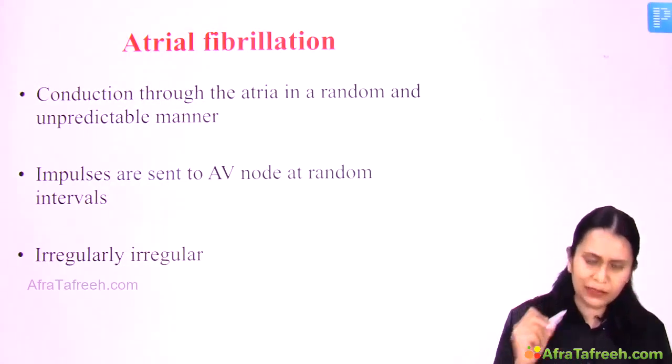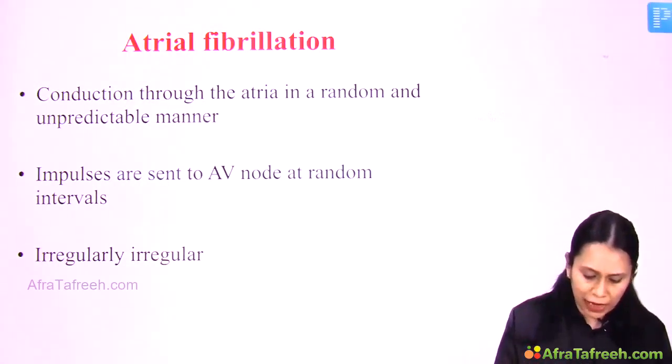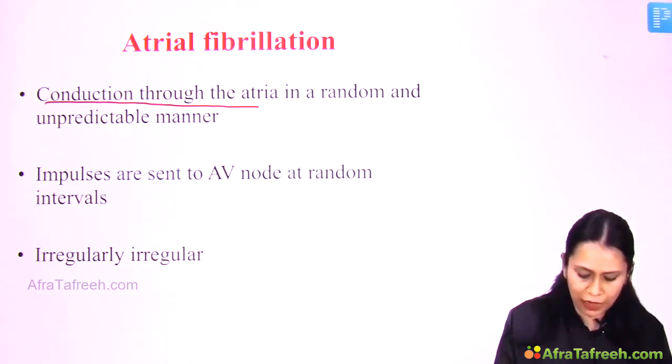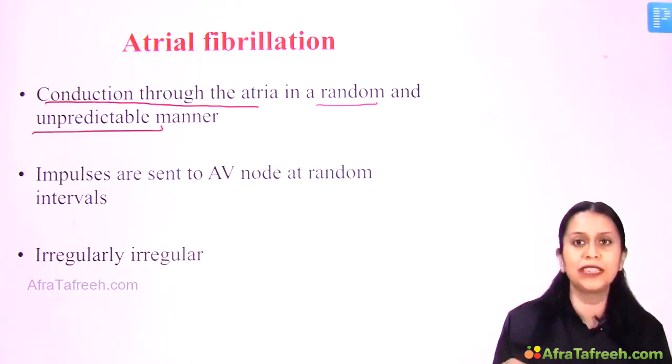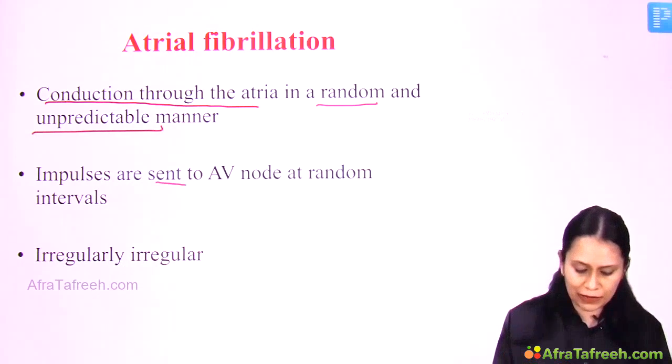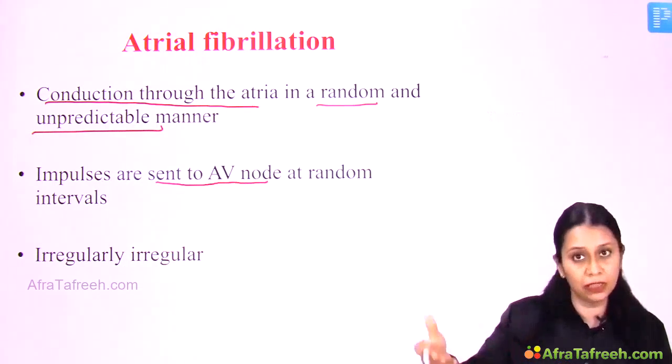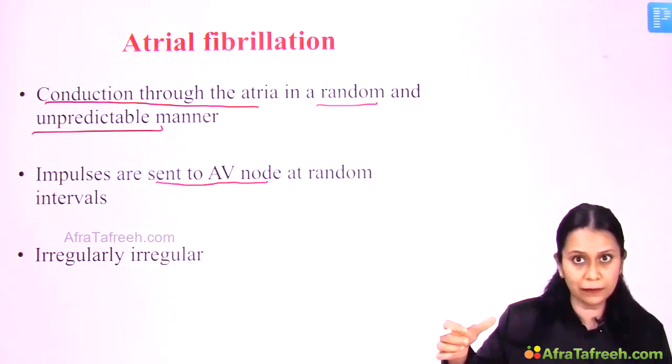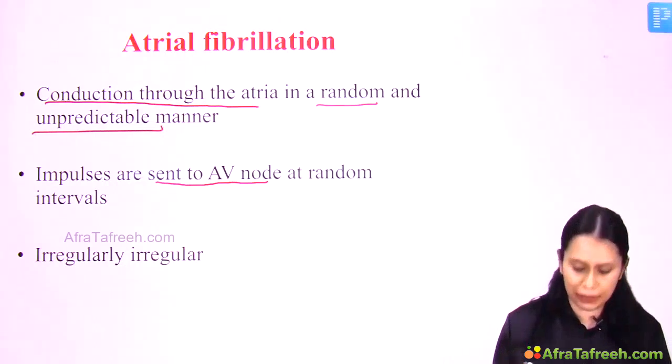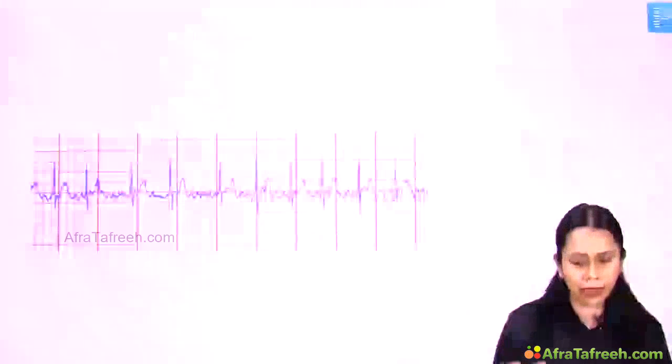So, what is atrial fibrillation? As I told you, conduction through atria in a random and unpredictable manner. Impulses are sent to the AV node at random intervals, not at regular intervals, and typically we get an irregularly irregular pulse rate.